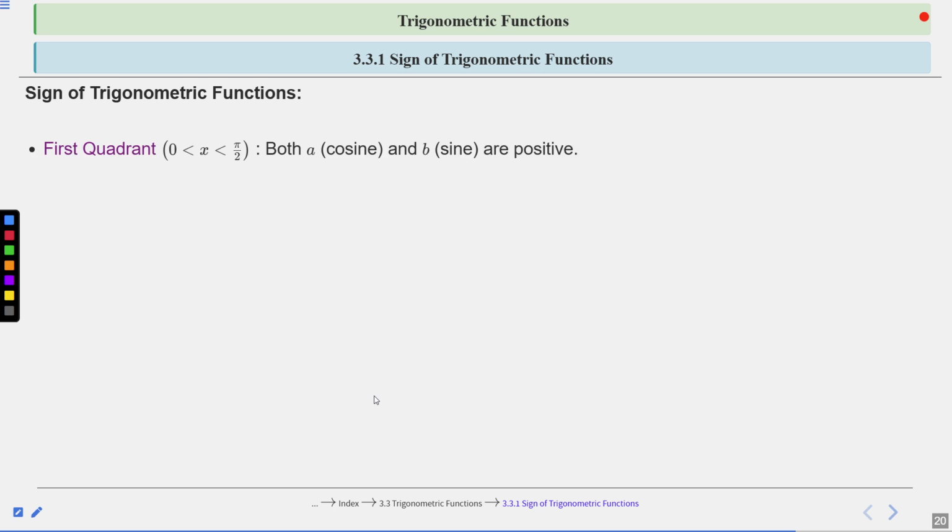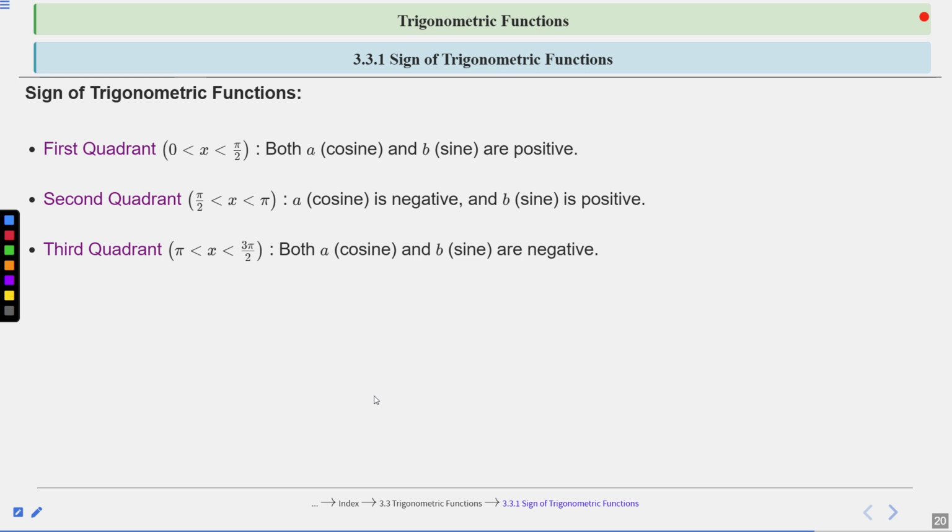Now in the first quadrant, x is from 0 to pi by 2. That means both a, the cosine, and b, the sine, are positive. In the first quadrant, sine and cosine both are positive, right? Second quadrant, that is x from pi by 2 to pi. Here a, the cosine, is negative. In the second quadrant a will be negative, and b, which is sine, will be positive, right?